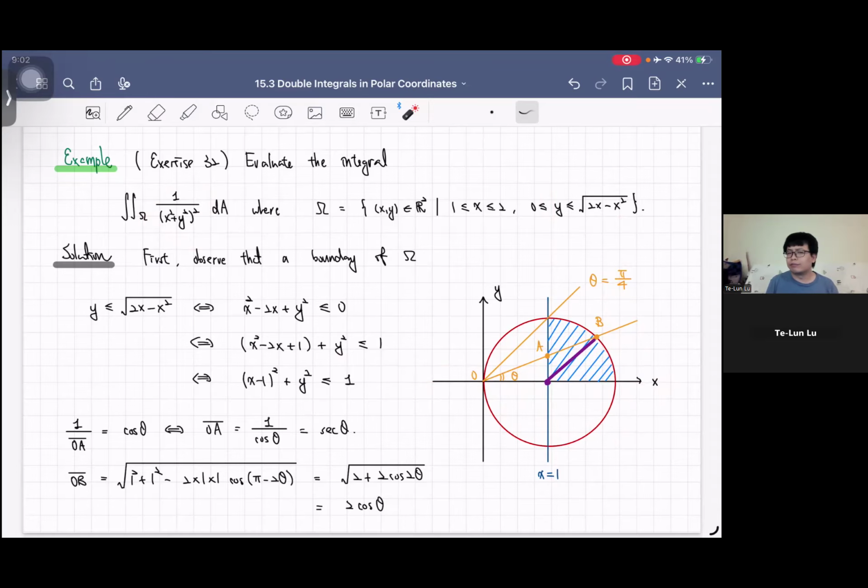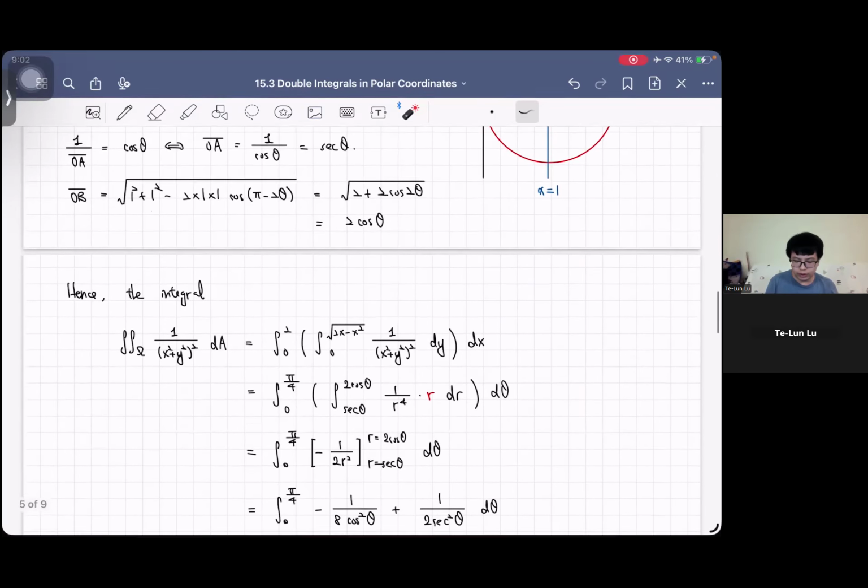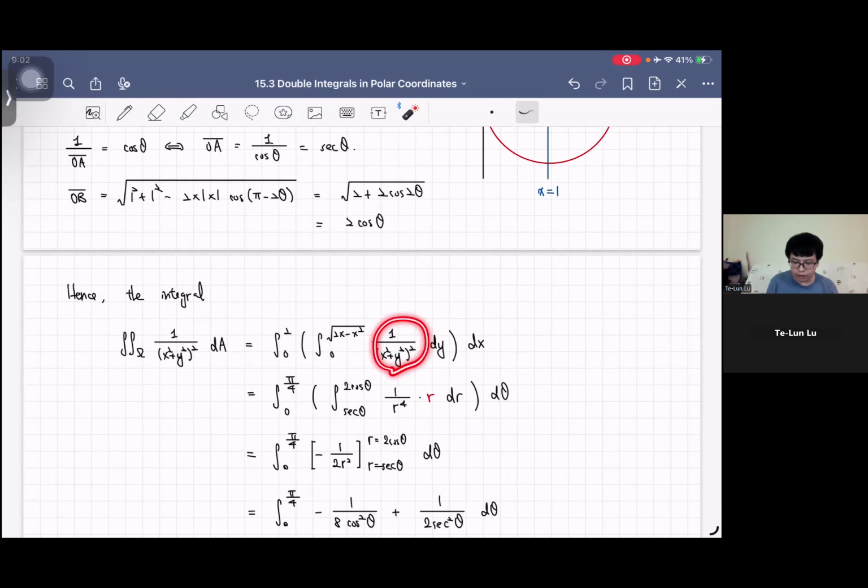integrand is also of some sort of radial symmetric because we know that x squared plus y squared is always r squared. So actually there is no theta involved here for now. That is why we want to apply the polar coordinate. So as I mentioned, let us first transform the integrand. It is 1 over r squared, right? So 1 over r to the 4, and you have extra Jacobian here, r.